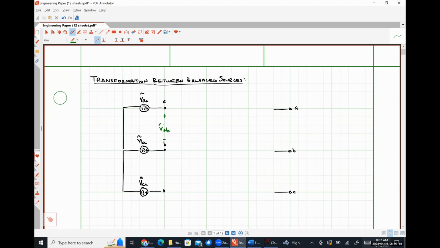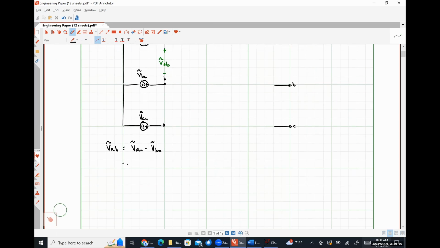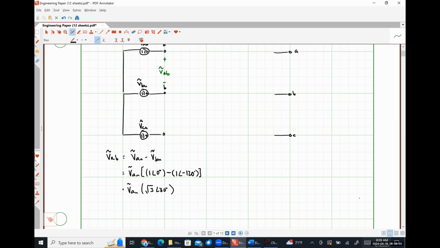So what is the line voltage that we would see here, VAB, based on our Y connected voltages? We've done this a couple of times, but I'll go ahead and explicitly write it out again. The voltage VAB is nothing more than the voltage VAN minus the voltage VBN. And so we could express this as VAN times 1 angle 0 minus 1 angle negative 120 degrees, which just looks like VAN times √3 angle 30 degrees. Are we okay with that? Again, we've seen this a couple of times here, right?